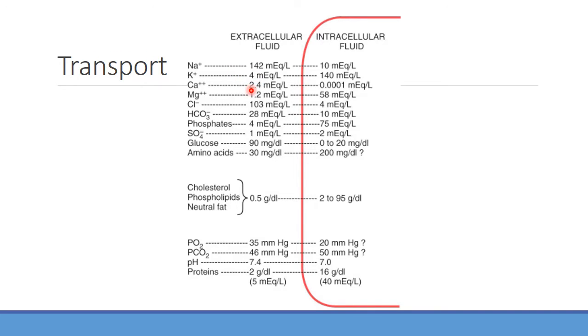Notice here calcium. You can see the levels may be 2.4 milliequivalents per liter on the outside. Notice here on the inside, do you think that's all the calcium that lies within the cell? No, where does it like to hide out though?